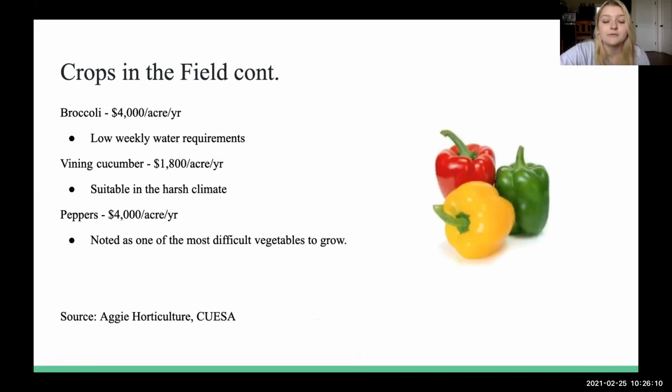And some more crops that we were deciding upon were broccoli, vining cucumber, and bell peppers. However, Aggie Horticulture themselves described bell peppers as one of the most difficult vegetables to grow, despite having a pretty decent amount of profit each year.